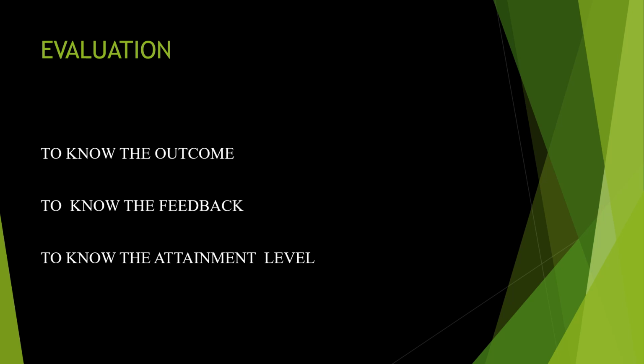To know the feedback. Feedback means, as we also study in the communication process, that after we give some inputs or a communication or message to the learners, something will come out as feedback. From that it is clear whether the communication is clear or not. To know the attainment level. Attainment level means how much the students or the learners have understood.